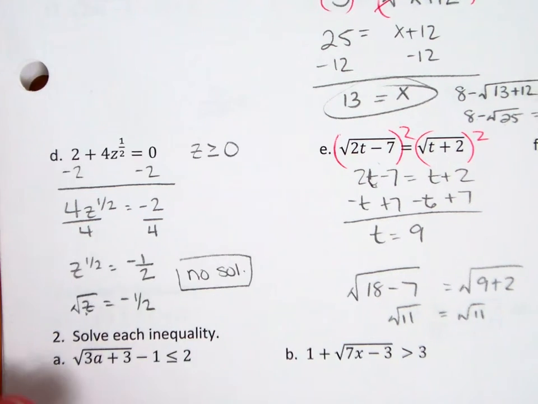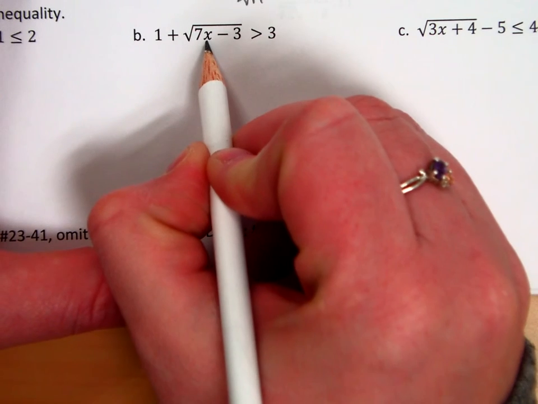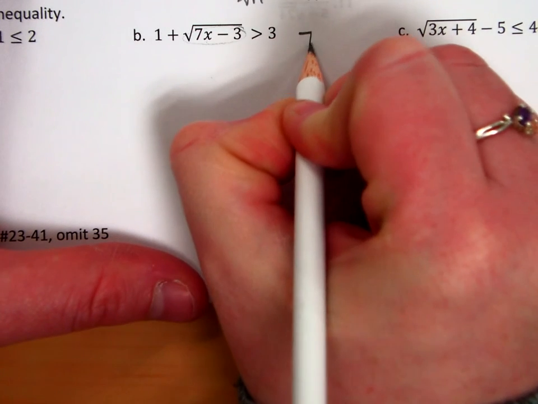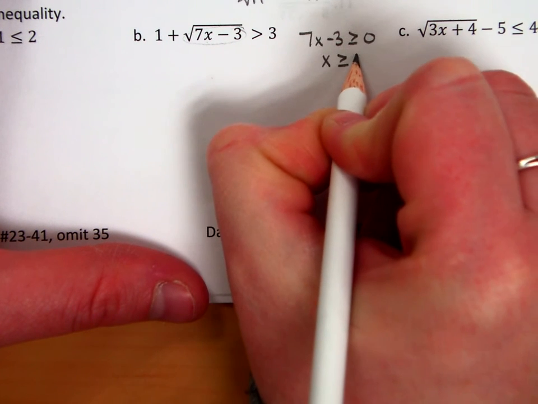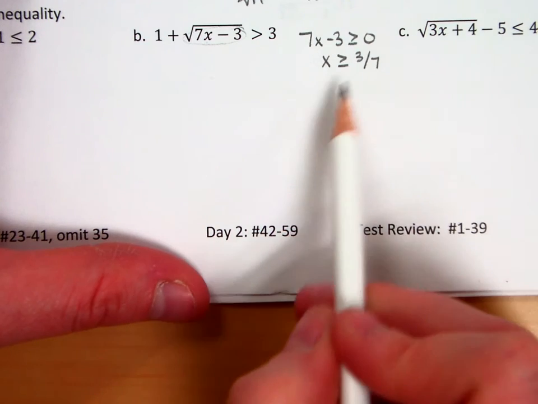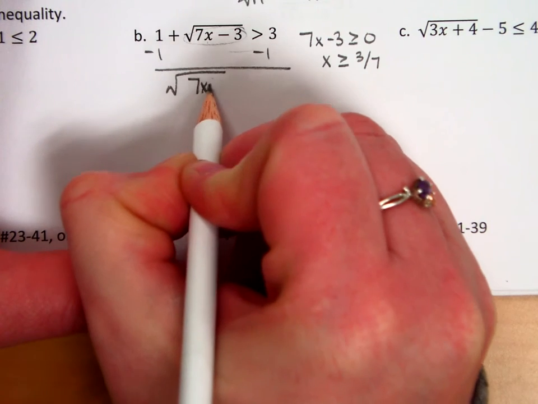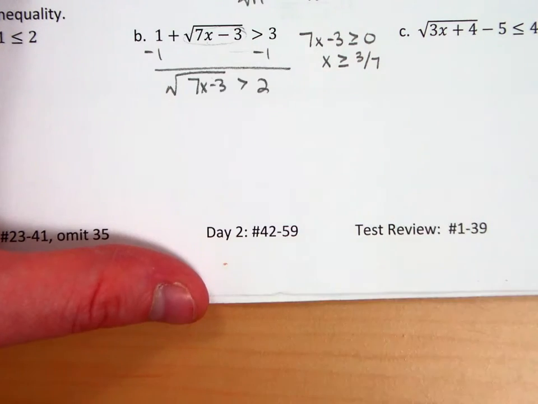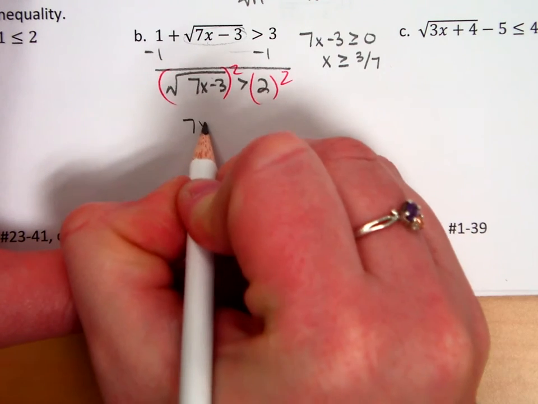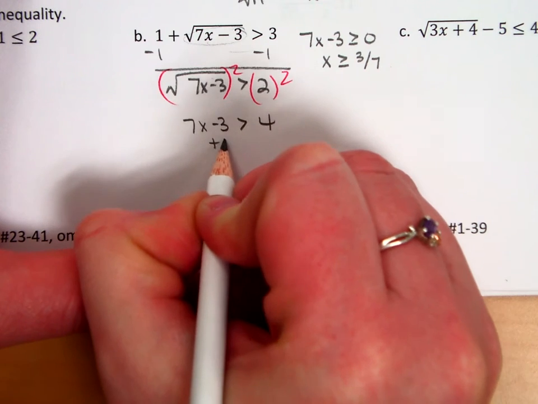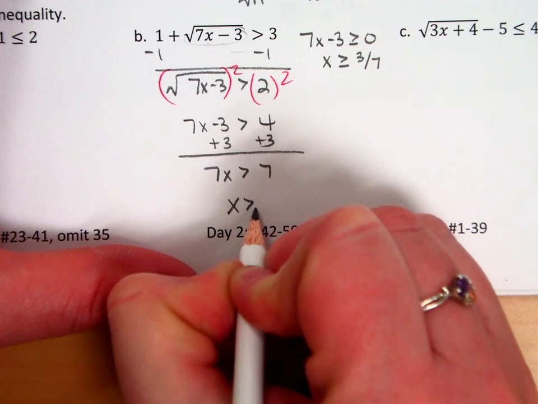So what I'm going to do is jump down here to inequalities. I'm going to start with B. So taking the radicand, 7x minus 3 must be greater than or equal to 0. X must be greater than or equal to 3/7. So that is part of my answer. And now I'm going to solve this. So minus 1, square root of 7x minus 3 is greater than 2. I'm going to square both sides. 7x minus 3 is greater than 4 plus 3 plus 3. 7x is greater than 7. X is greater than 1.